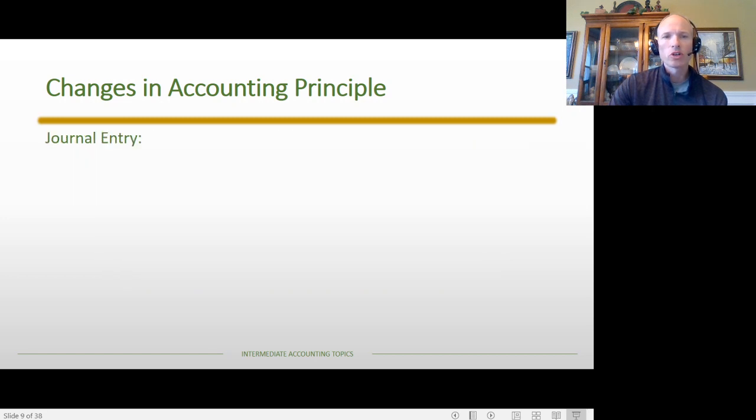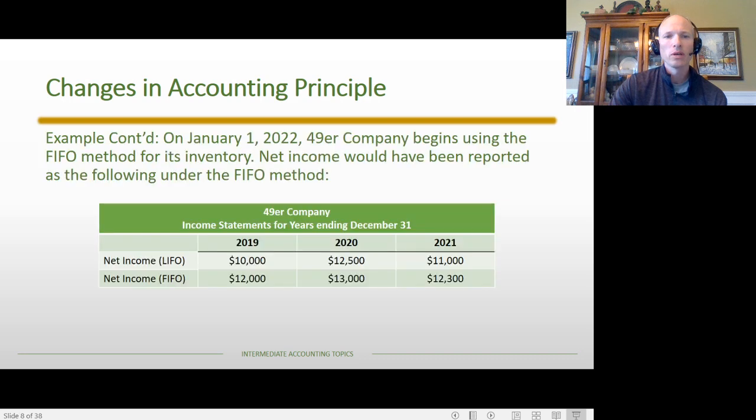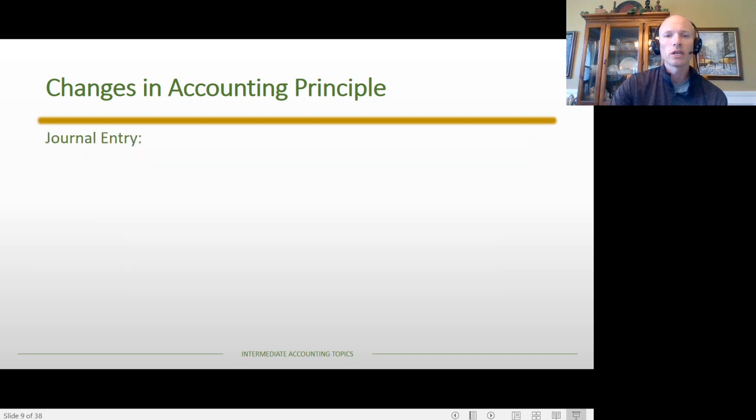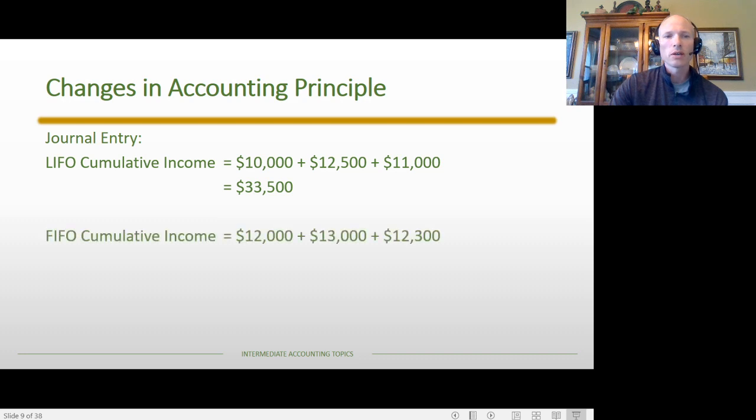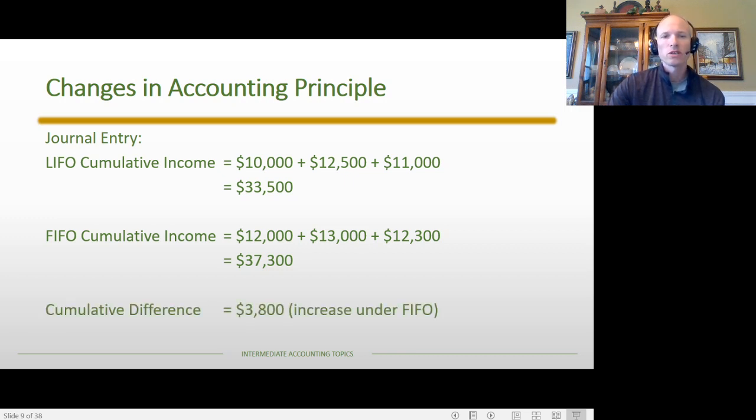And so let's talk about the journal entry. The first thing we're going to do is think about that cumulative income. I'm going to bounce back a little bit. And you can see that in 2019, 2020, 2021, the accumulated income would have been $33,500. Similarly, under FIFO, if you accumulate income over the same 3 years, it would have been $37,300. So there is a cumulative difference in income between the two systems, and that cumulative difference is $3,800. So under FIFO, the cumulative income would have been more than it had been reported under LIFO.